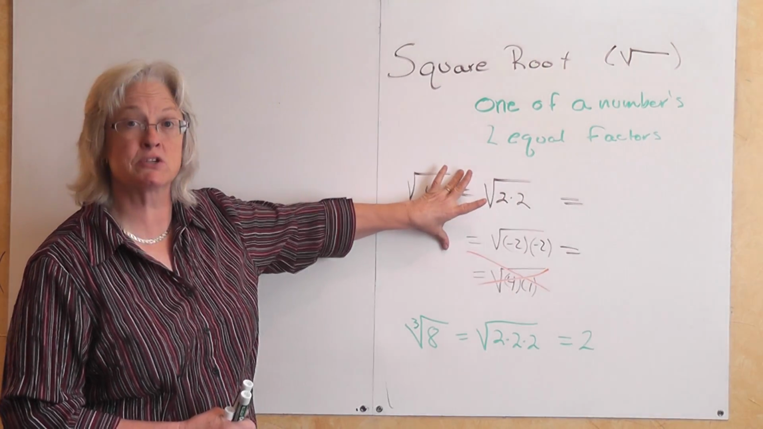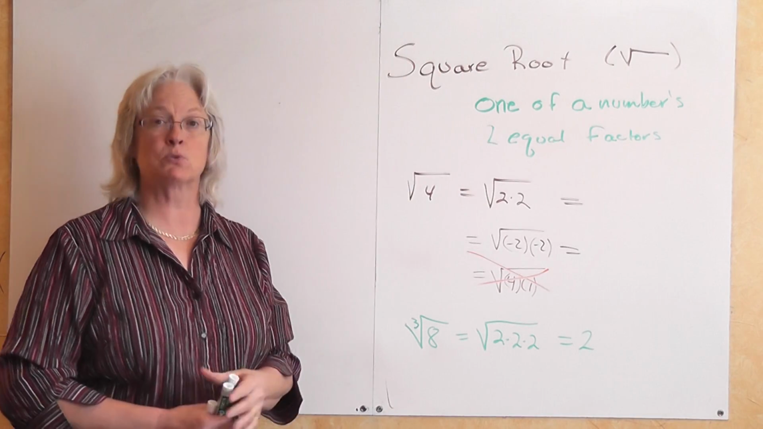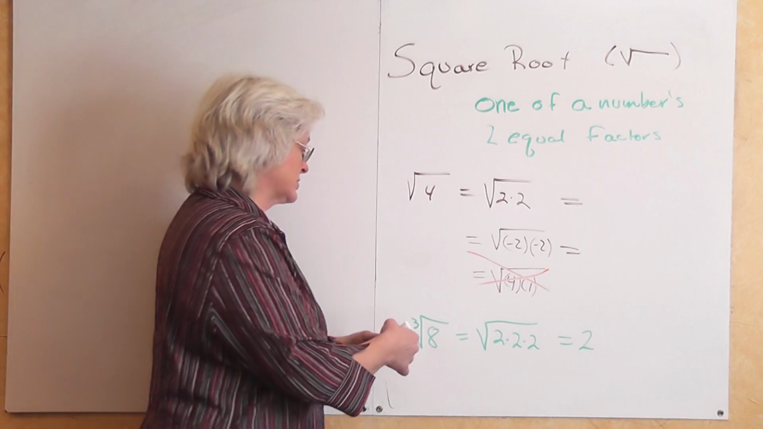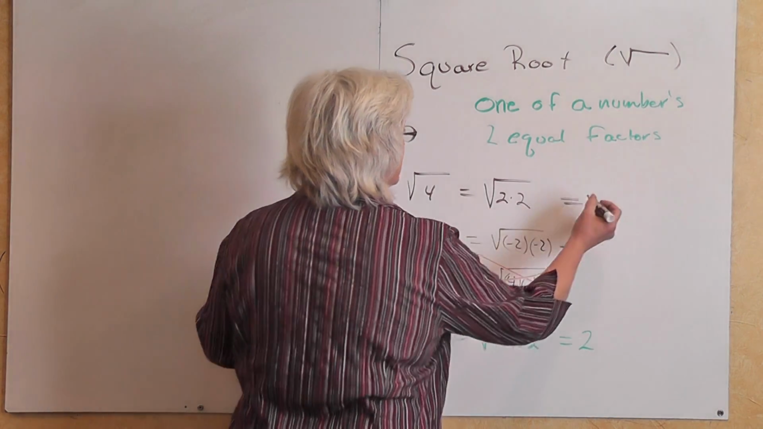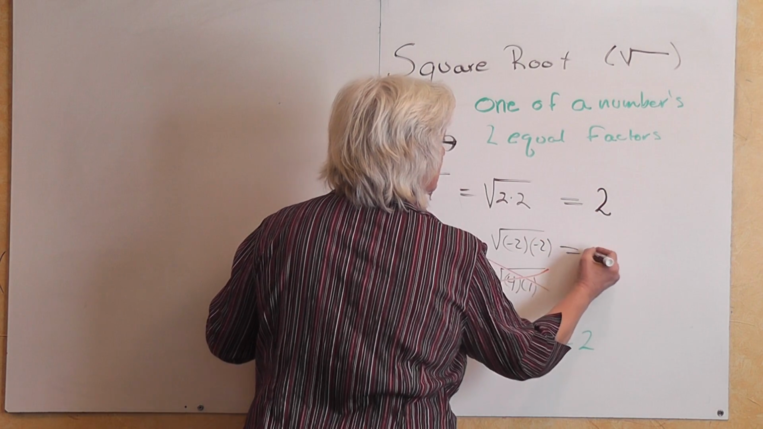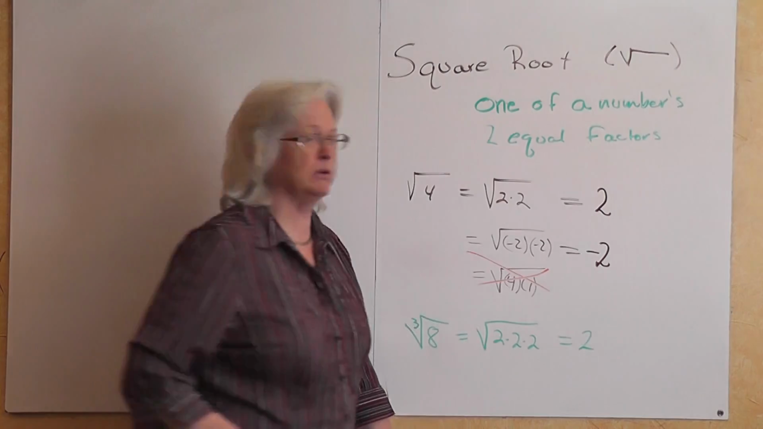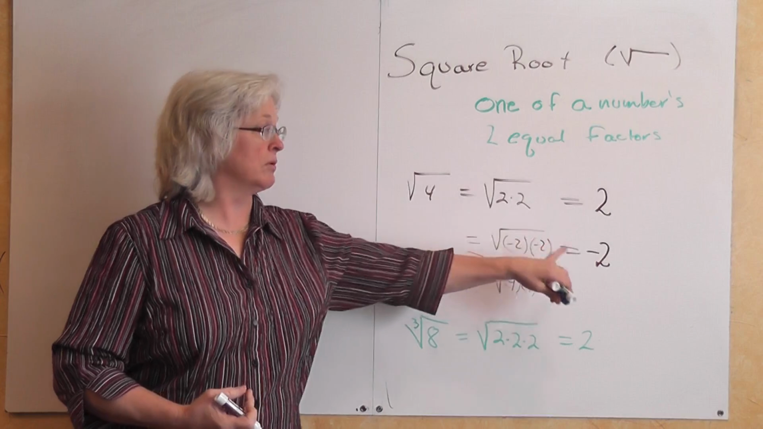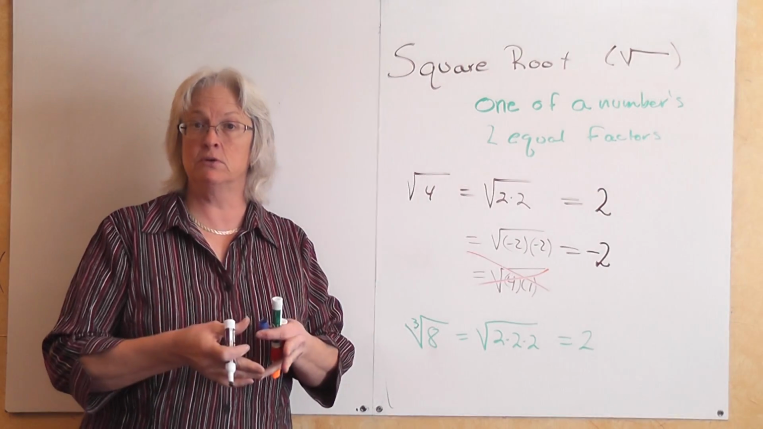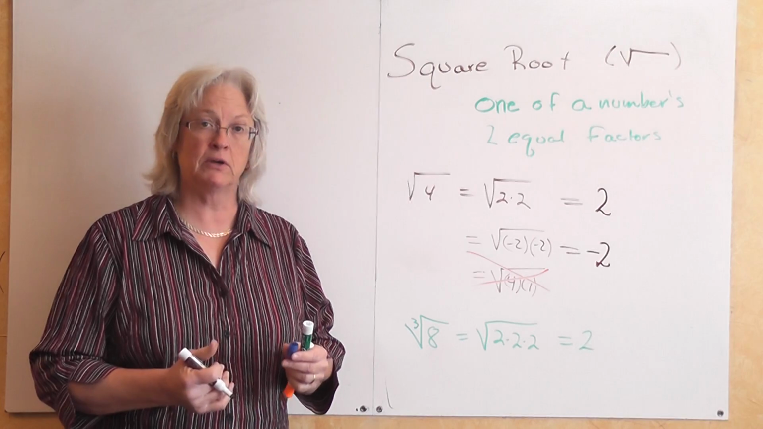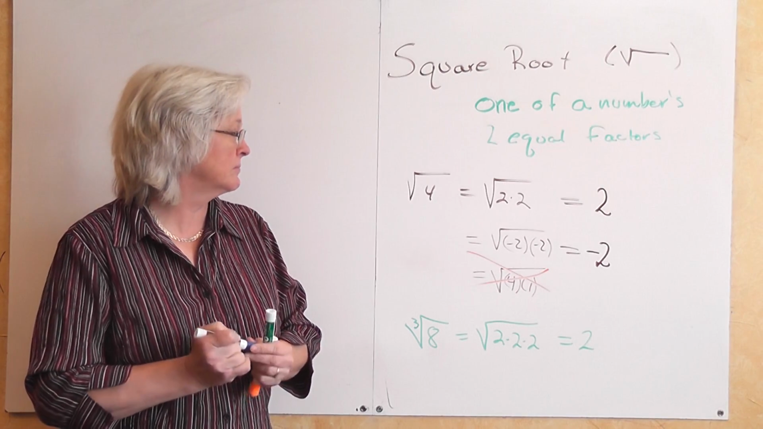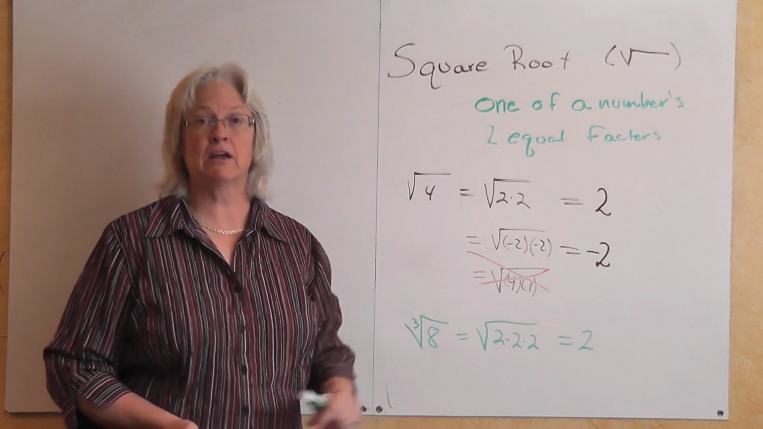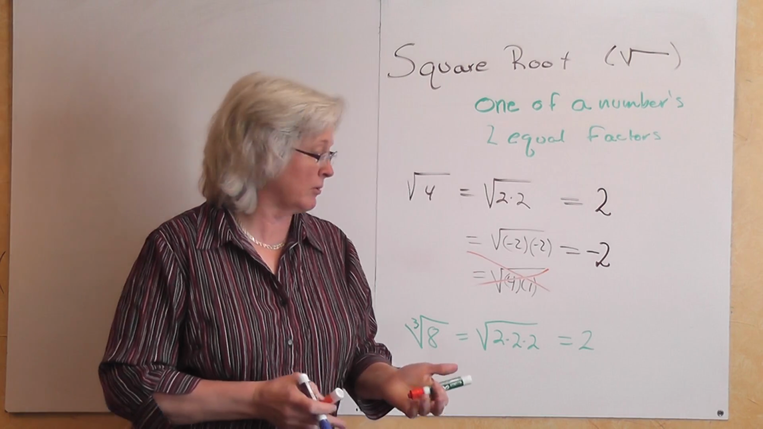So we have two possibilities here when we're calculating square root. Square root is just one of the number's two equal factors. So for the square root of 4, we have two possibilities here. We could say that the square root of 4 is 2, or the square root of 4 is negative 2, because 2 times 2 is 4. Negative 2 times negative 2 is also a positive 4. Is the square root 2, or is it a negative 2? Well, here's where we have a little bit more vocabulary.